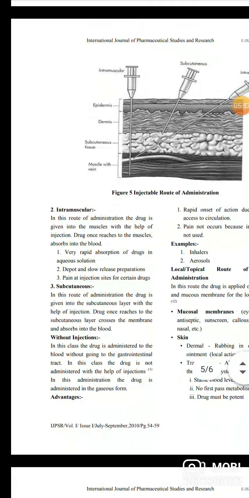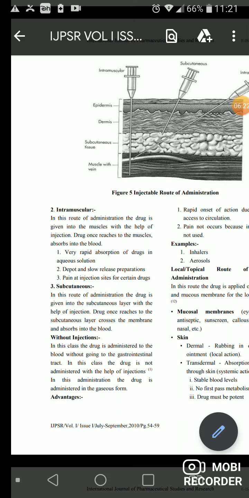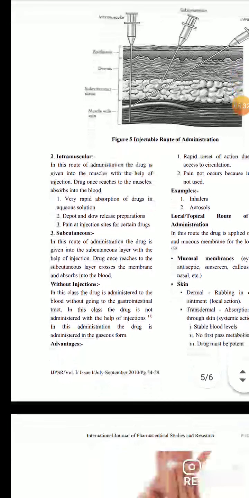Next is the IM route. In this route, the drug is given into the muscles. The muscles could be the deltoid or gluteal muscles, and it gives rapid absorption of a drug in an aqueous solution. In the IM route, depot forms of injection are generally given to patients. Next is the subcutaneous route. In the subcutaneous route, the drug is given into the subcutaneous layer with the help of an injection. When the drug reaches the subcutaneous layer, it crosses the membrane and is absorbed into the blood.